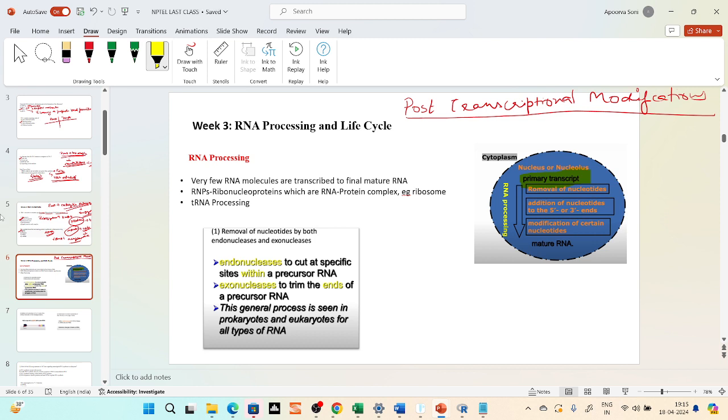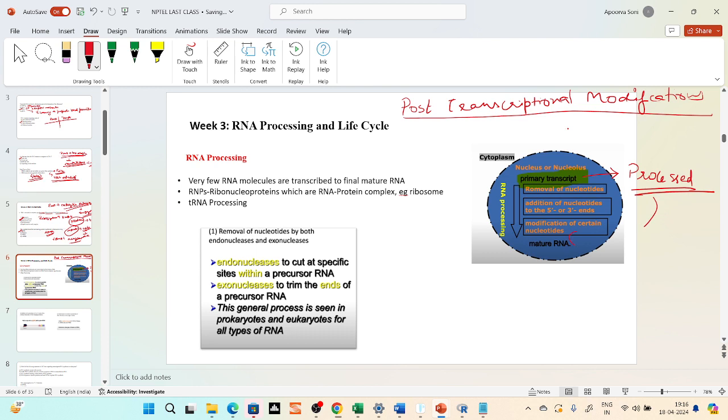So it needs to be matured enough so that it can be converted into a mature RNA, and that mature RNA would only serve as a coding sequence for the formation of proteins. So this primary transcript undergoes various kinds of modifications, or we can say it is processed in a way that it gets converted into a mature mRNA. And what are those processing steps that take place?